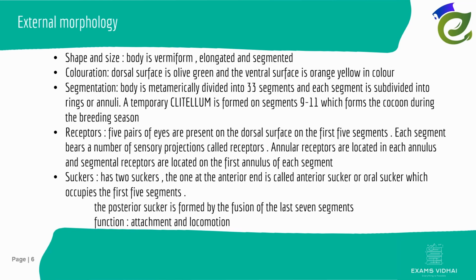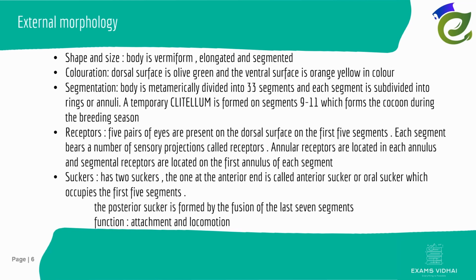A temporary clitellum is also formed on segments 9 to 11, which is meant to produce a cocoon during the breeding season. Leeches also have receptors. On the dorsal side, there are 5 pairs of eyes on the first 5 segments. There are annular receptors and segmental receptors. Annular receptors are located in each annulus, and the segmental receptors are located on the first annulus of each segment.